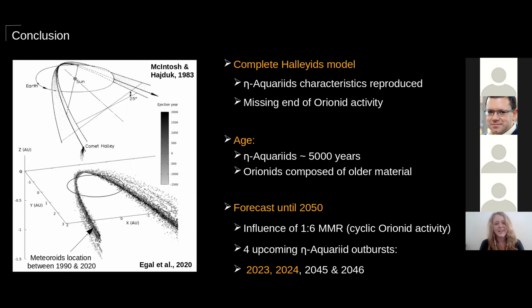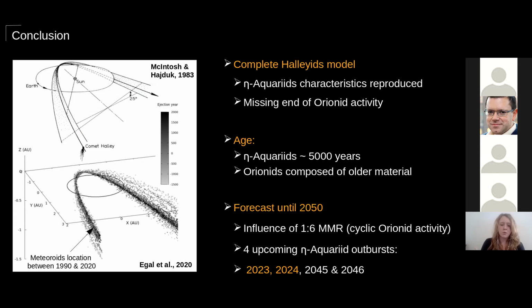So to conclude, I will say that we have developed the most complete model of the Halley's meteoroid streams to date. Our simulations reproduce most of the Eta-Aquariid characteristics, and it's also true for the Orionids, but we generally miss the end of the shower's activity. So this suggests that the age of the Eta-Aquariids somewhat exceeds 5,000 years, while a greater fraction of the Orionids is composed of older material.